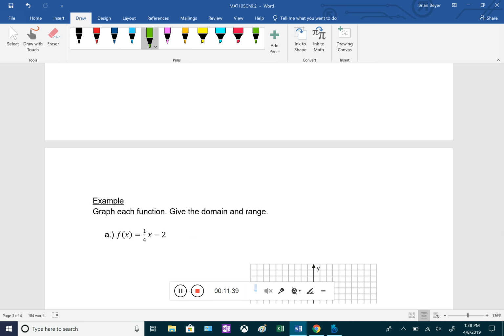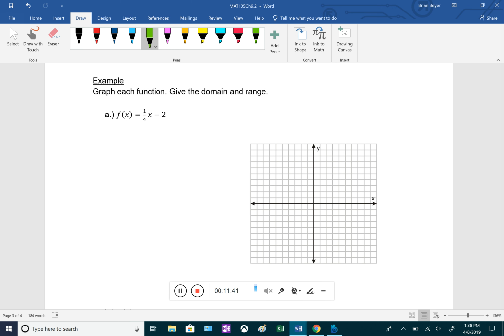Okay, so let's just do a couple more examples here of graphing. Once again, we've already done this. So we have f of x equals 1/4 x minus 2. So we have a y-intercept of negative 2, a slope of 1 over 4. So when we graph this, we go to the y-intercept, we go to the slope, up 1 to the right 4, connect them, and that is our line.